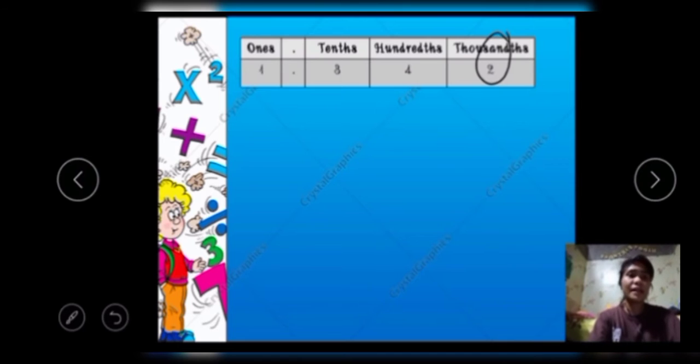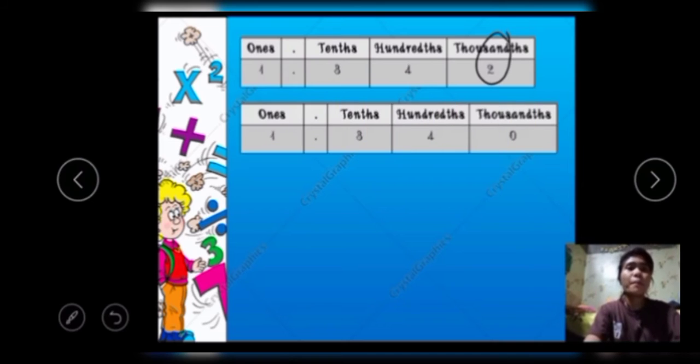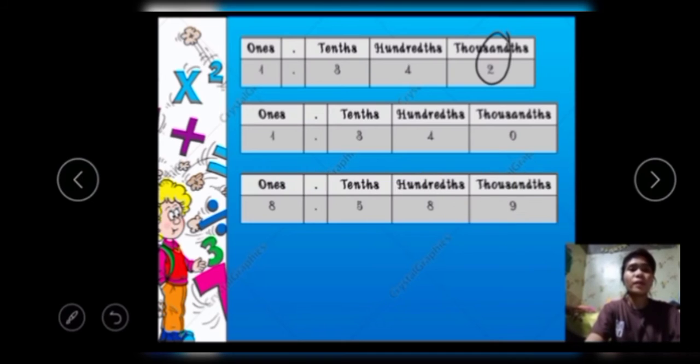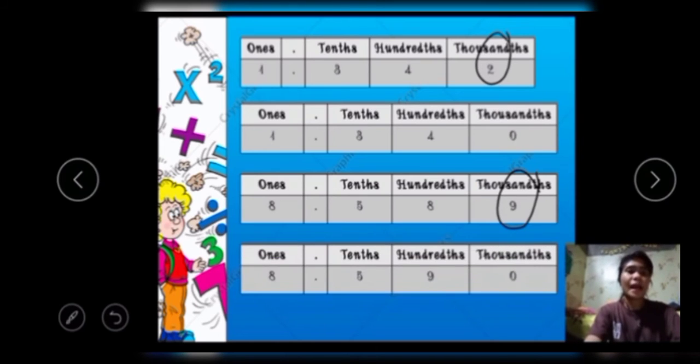2 is less than 5. That's why we round down and we get 1.340. Next, we have here 8.589. In our thousandths place, we have here the 9 and it's greater than 5. That's why we get 8.590 because we round up.